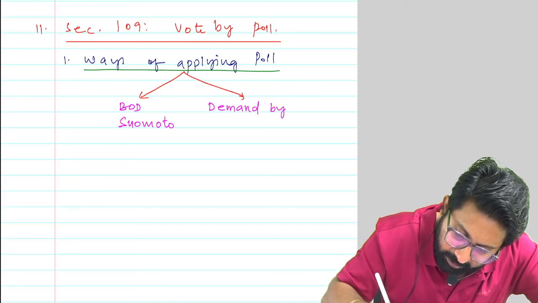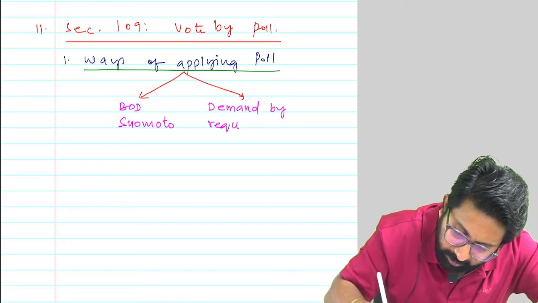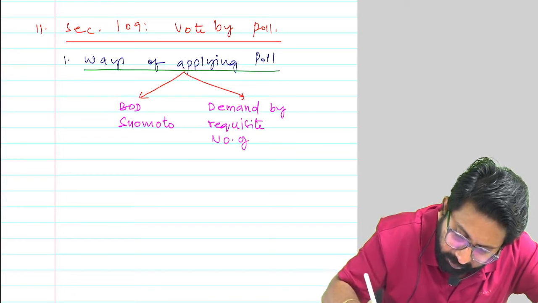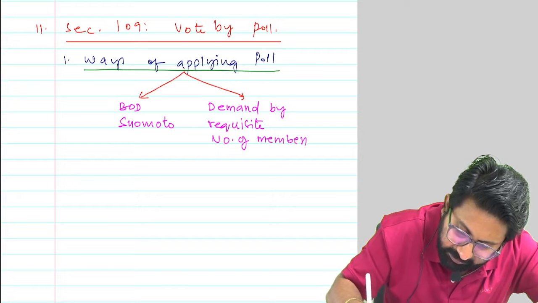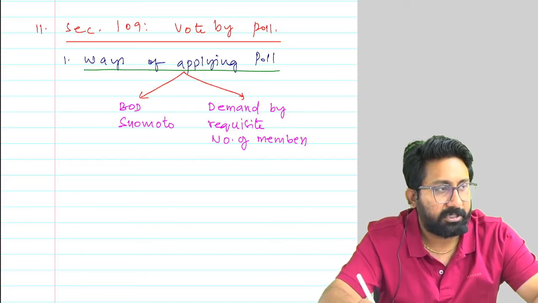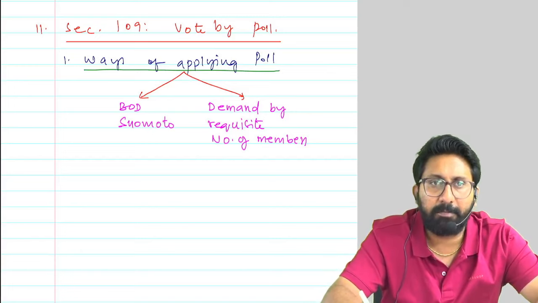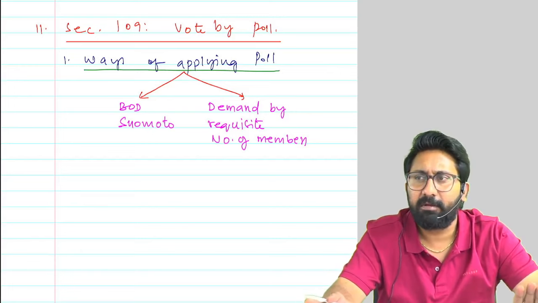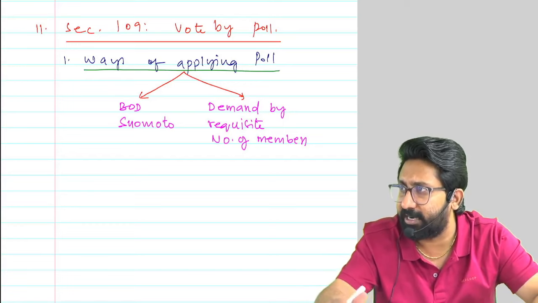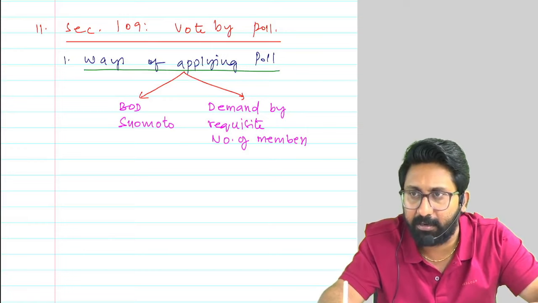Demand by requisite number of members. First one, board suo motu. That means no one is requesting. Board of directors suo motu decided. Here the board of directors are present, the chairman.